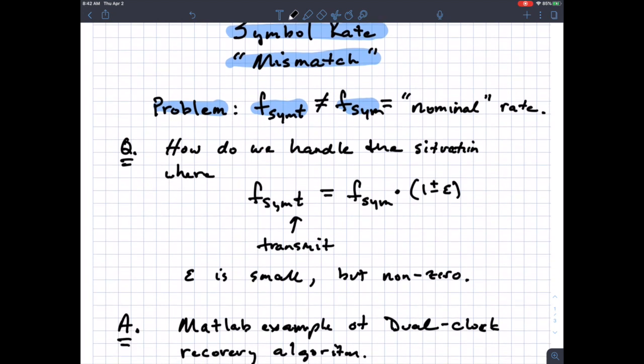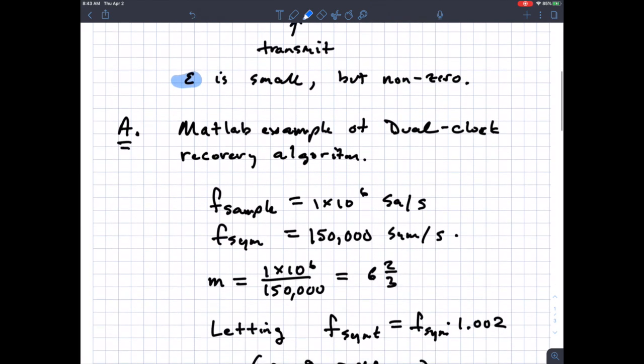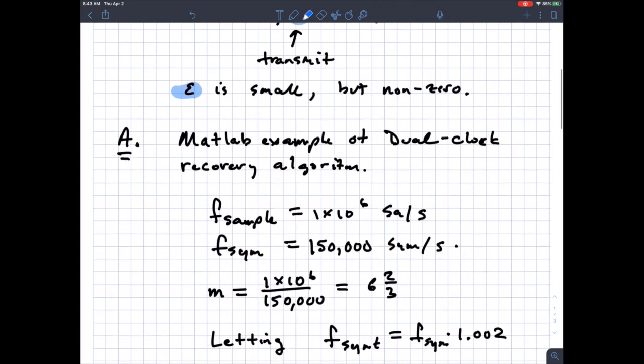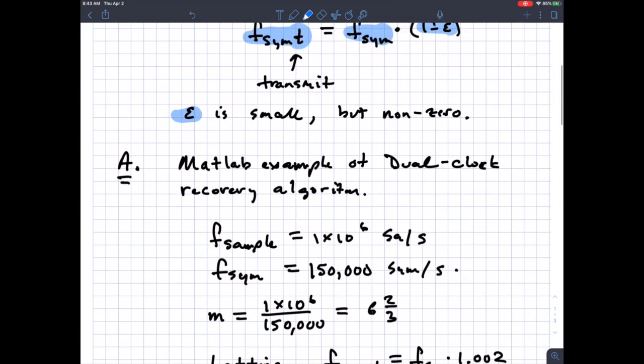One model that we could use is to say the symbol rate is going to be close to the nominal. If it's not close, then there's pretty much no hope. But if it's close, then one model would be to take the symbol rate and multiply by 1 plus or minus epsilon, where epsilon is a small number, small but non-zero. And the answer to what we do about it is I'm going to just show you an example of how you would solve this. In practice, of course, there are lots of different potential solutions for symbol rate synchronization.